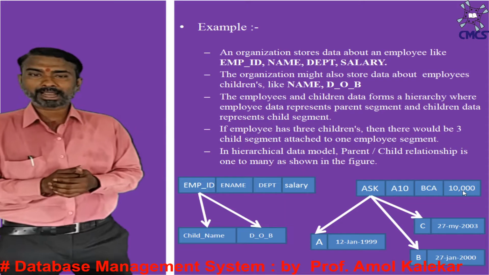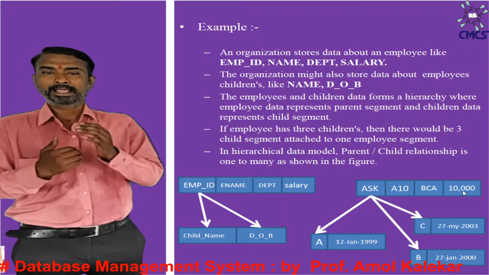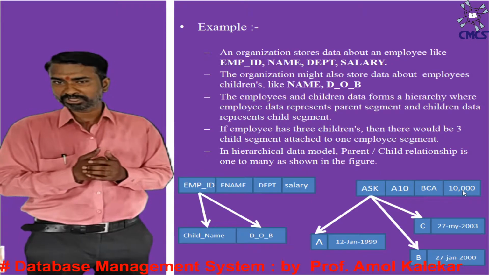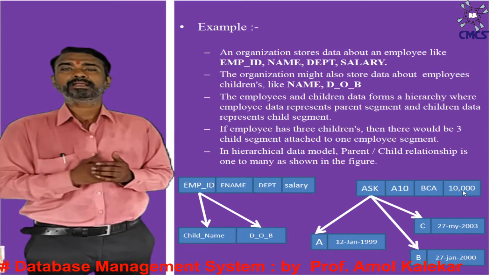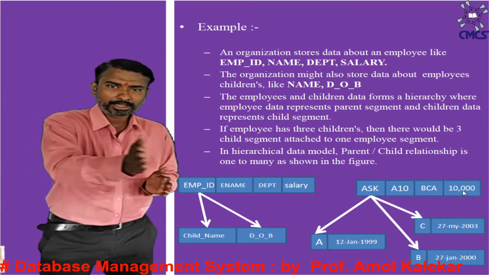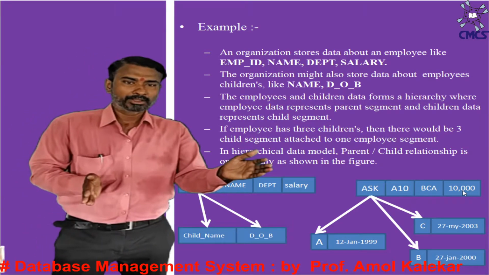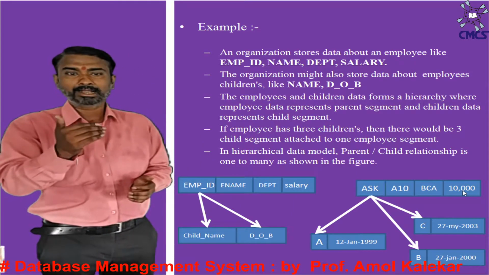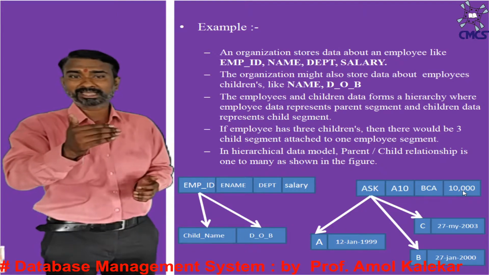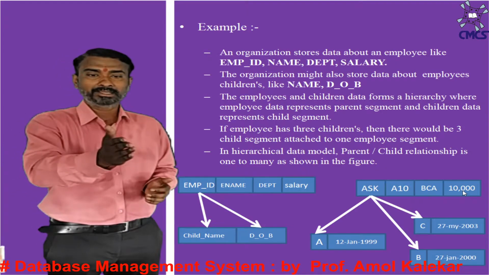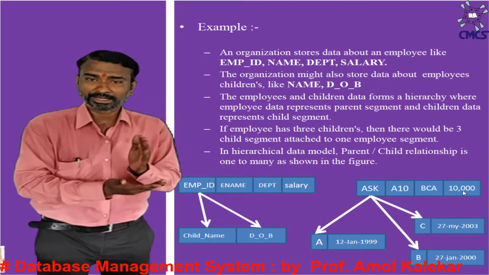For example, we are having the employee segment like employee ID, name, department, and salary, and then after we are having the child segment where we are using the attribute child name and date of birth. So, a respective example is shown on the other side. That is, employee name is ASK, then after A10, DCA 10,000. Its respective three children are A, B, C, along with their respective date of birth.